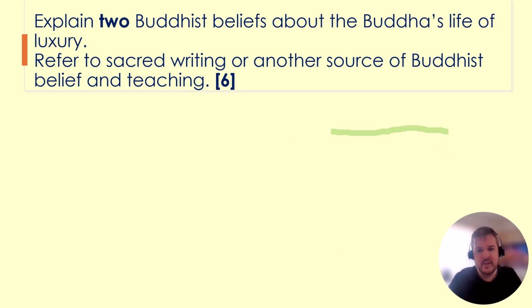Here is another example of a 6-mark beliefs question. Explain 2 Buddhist beliefs about the Buddha's life of luxury. Refer to sacred writing or another source of Buddhist belief and teaching. Pause and have a go and then look back at the model answer.